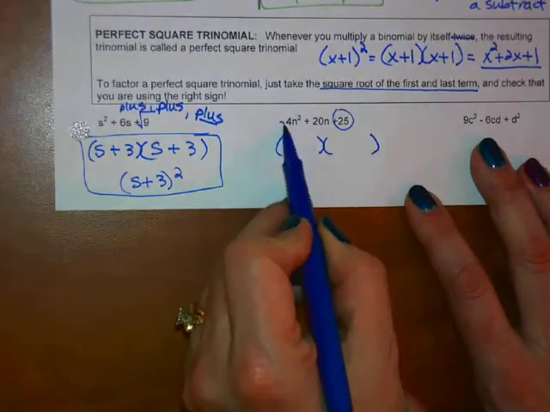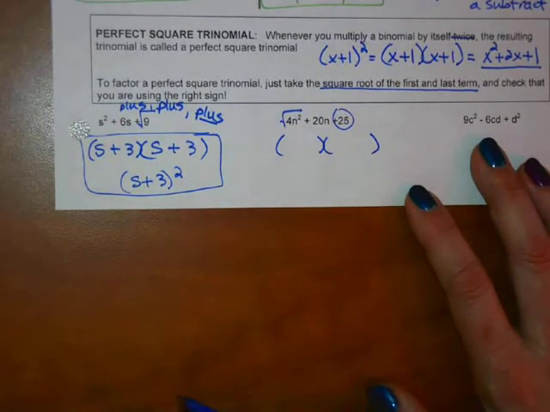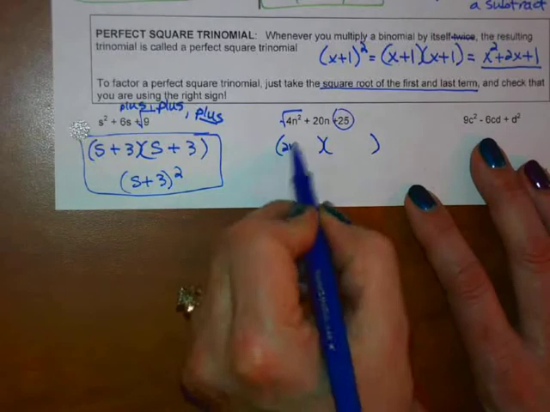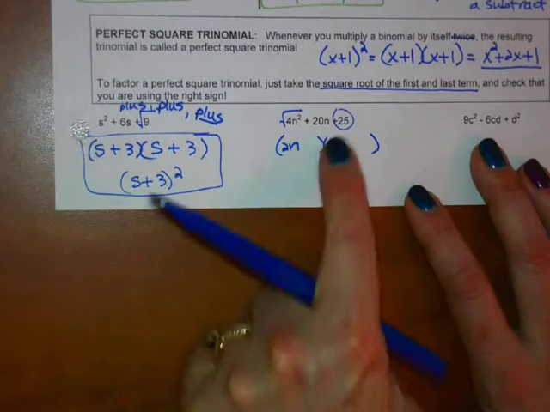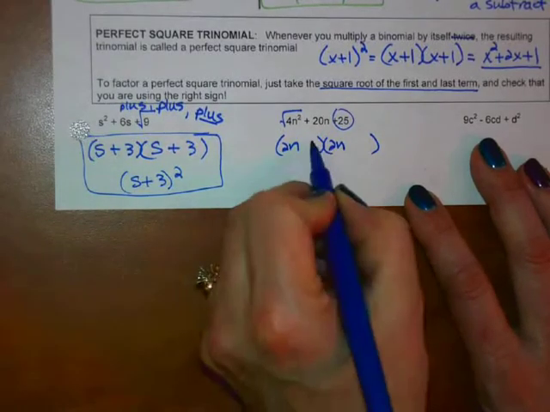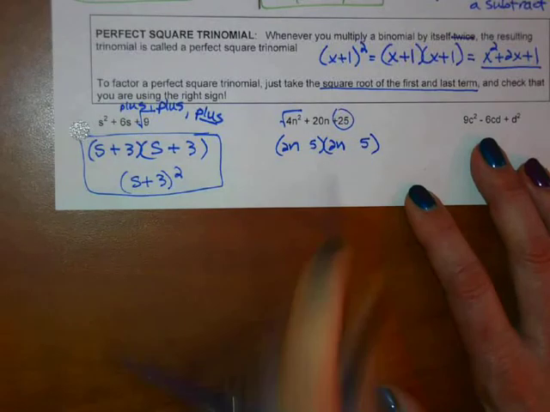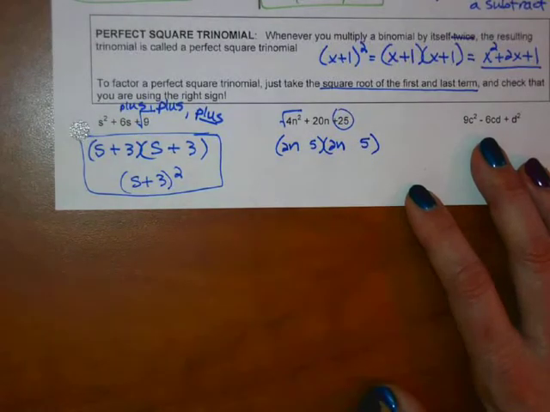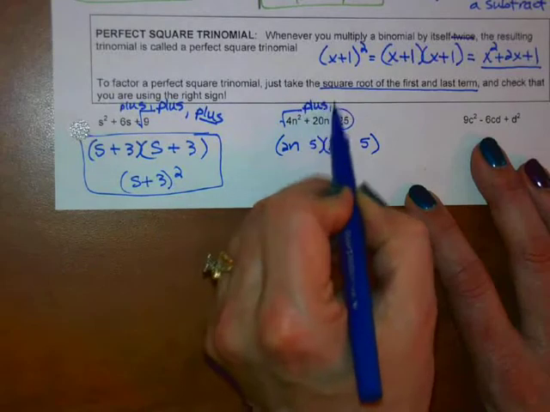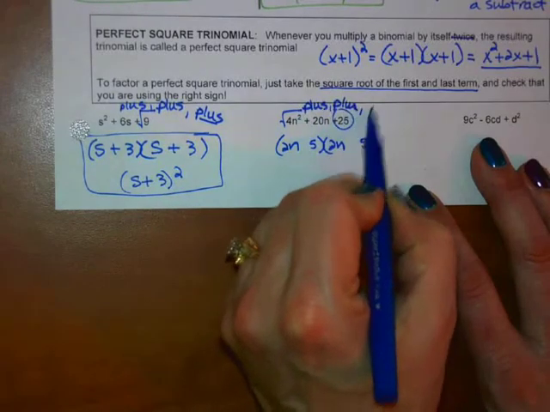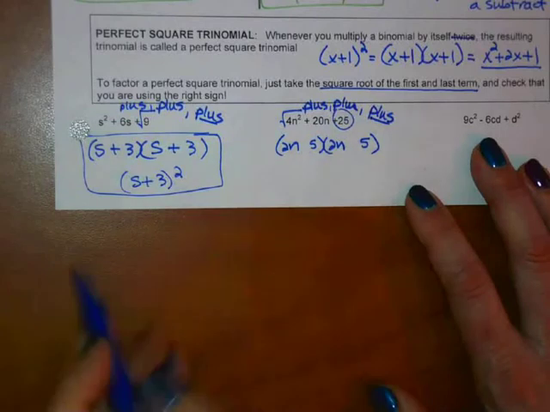What's the square root of 4n squared? 2n. That has to go in the front, because 2n times 2n is 4n squared. What's the square root of 25? That goes at the end. I have plus, and I have plus, so what goes inside my binomials? Plus, plus.